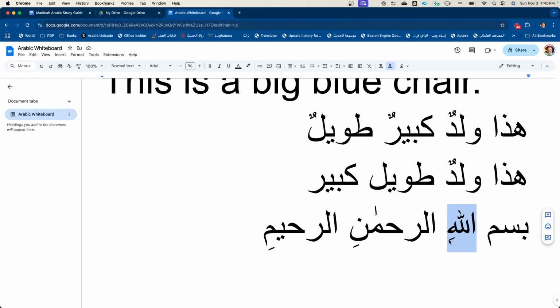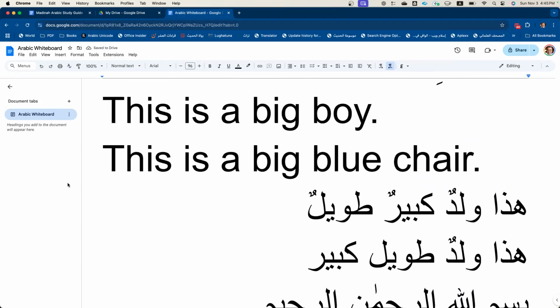If al is definite and majroor, then all of them will be majroor. Okay, so now we said this is a big blue chair. Great. Now, what do adjectives do? They describe the noun, right? With a word or multiple words. How do you describe something with a sentence?